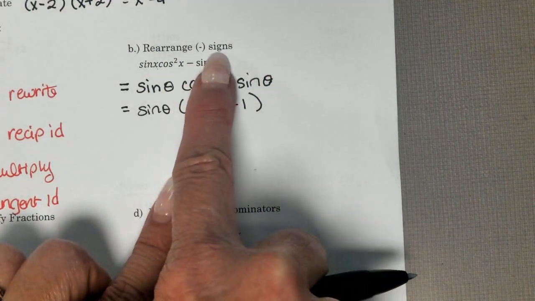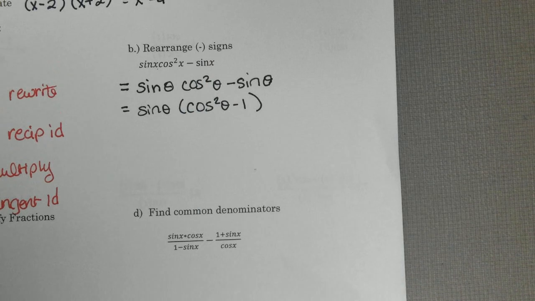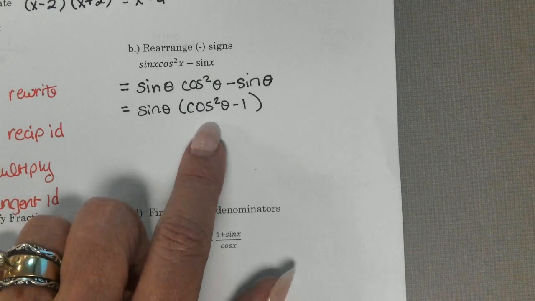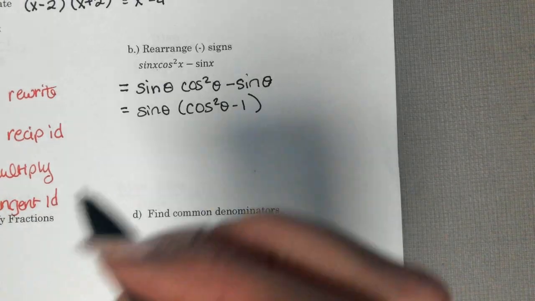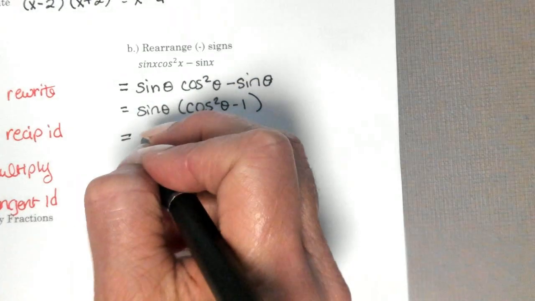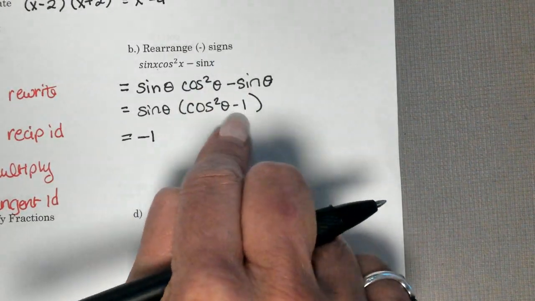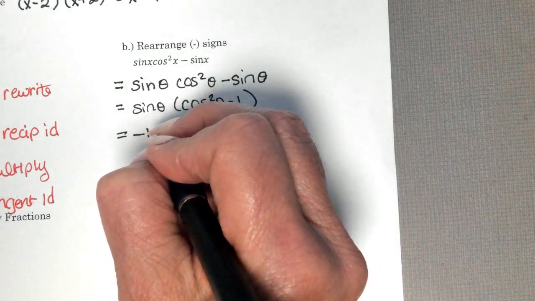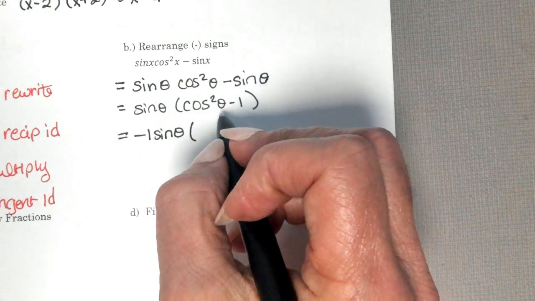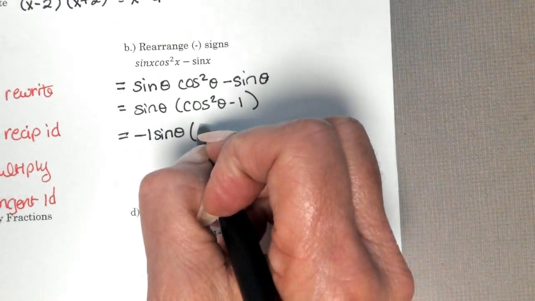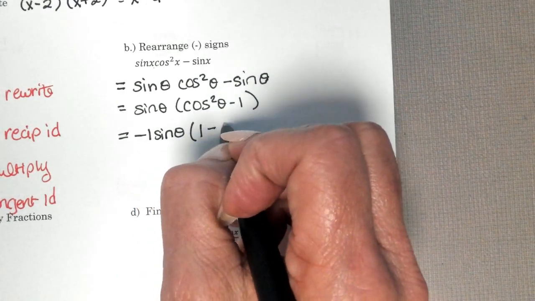So what I'm going to do is I kind of got to do some rearranging with my signs. I'm going to factor out a negative 1. So I'm going to take out a negative 1 out of here, out of my parentheses, and that's going to leave me with a positive 1 and a negative cosine.